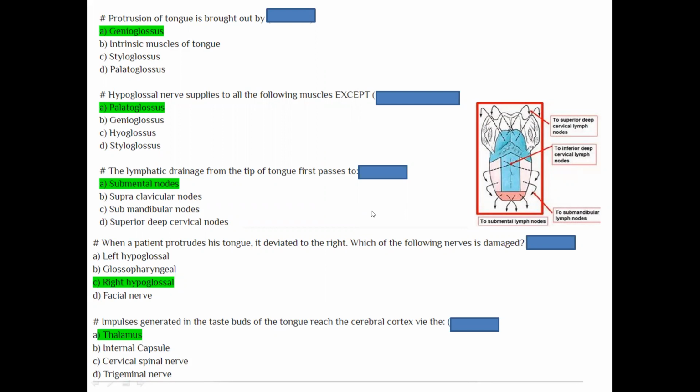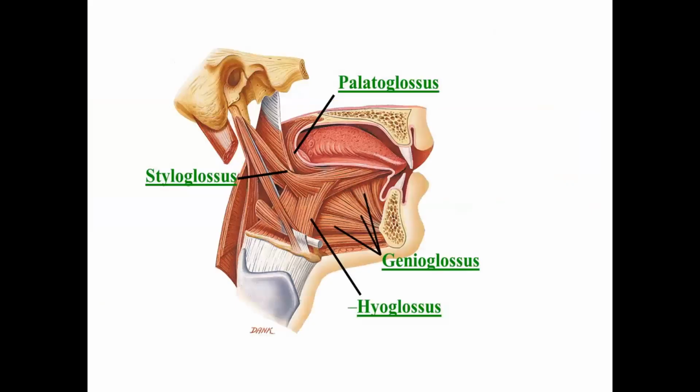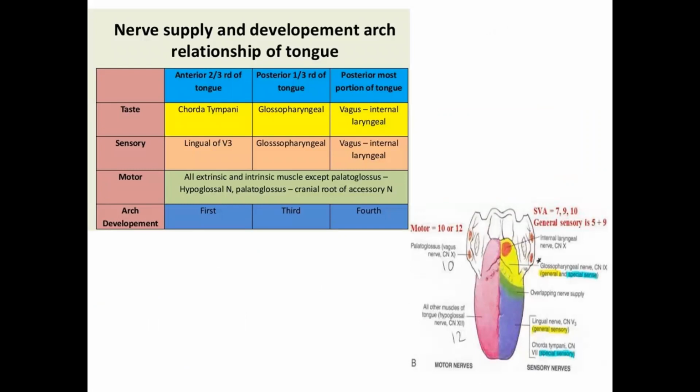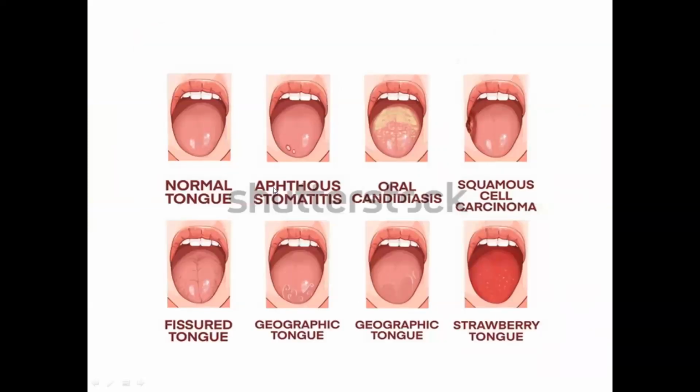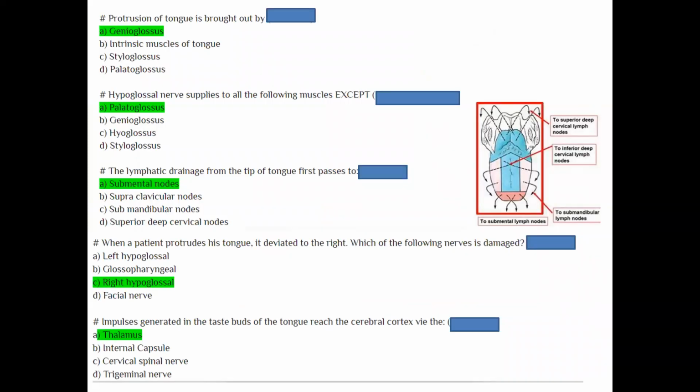Over there, I made a mistake. I feel that here I told you that the accessory nerve is a motor supply for the tongue. All the extrinsic and intrinsic muscles of the tongue are supplied by the hypoglossal nerve except the palatoglossus. Palatoglossus is not supplied by it. Sorry, here I made a mistake during explanation. All the muscles of the tongue are supplied by the hypoglossal nerve except the palatoglossus muscle.